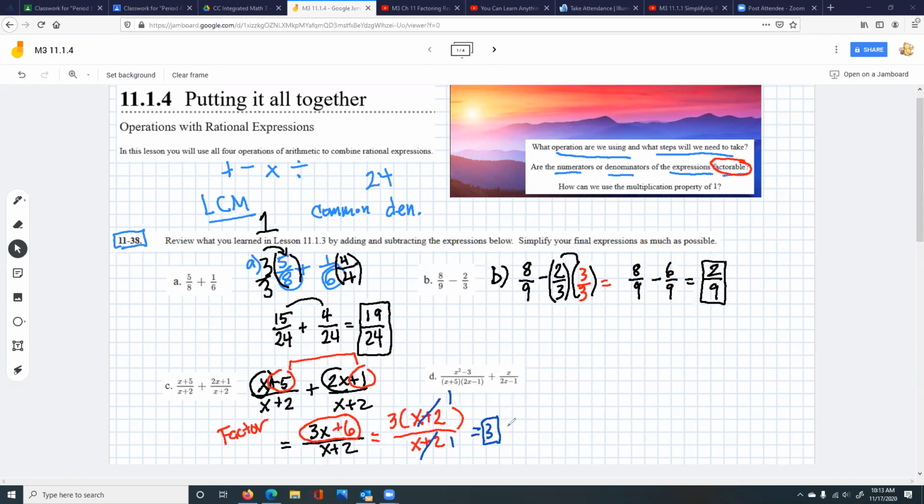Now, did I just write 3 and say, oh, the answer is 3? No, there was a lot of work to show. So you have to show work for this stuff.